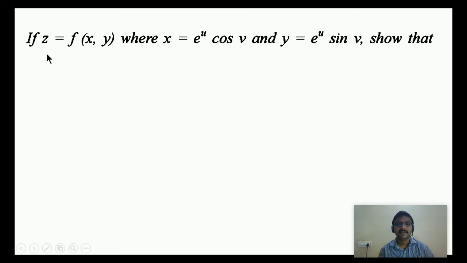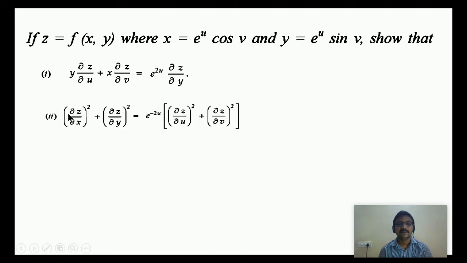Problem: if z is f of x, y, where x is e^u cos v and y is e^u sin v, then show that y ∂z/∂u plus x ∂z/∂v is e^(2u) ∂z/∂y, and (∂z/∂x)^2 plus (∂z/∂y)^2 is e^(-2u) times ((∂z/∂u)^2 plus (∂z/∂v)^2). So using these equations and the chain rule, we have to prove these conditions.